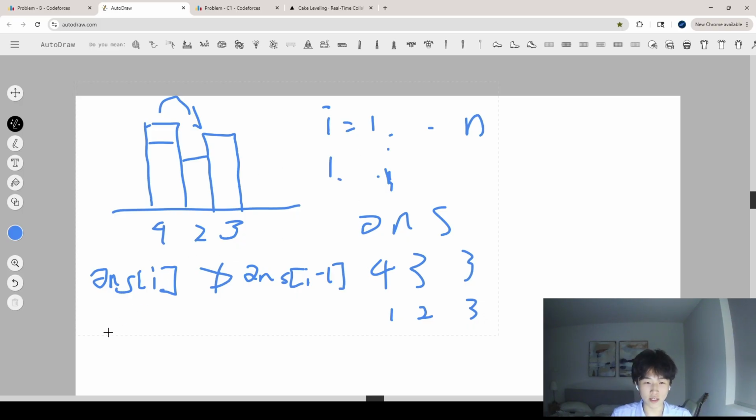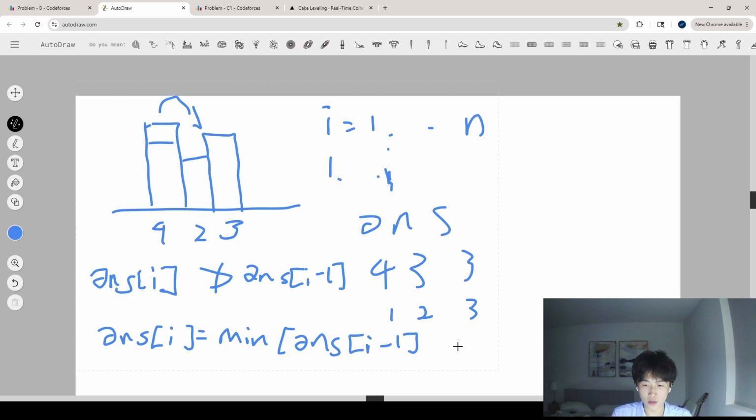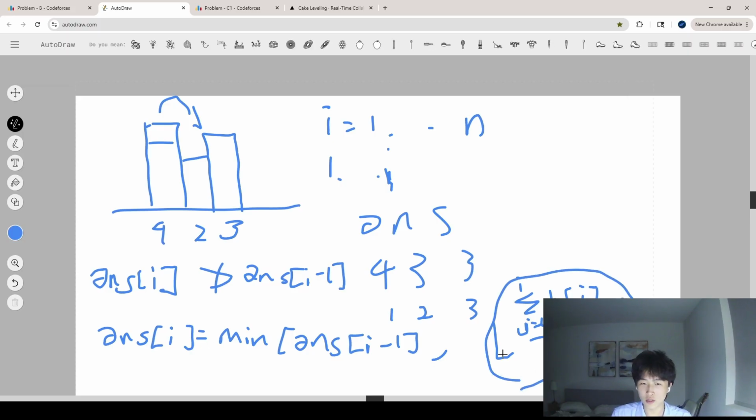And the next thing we realize is that the answer for I is equal to the minimum of the answer of I minus 1 compared to the floor of the sum of height j for j equals 1 to I, all divided by I. This is just the average of all the values from 1 to I, it just looks more complicated, but just know that this is the floor of the average of all the values from 1 to I. And as we established, the answer for I can never be greater than the answer of I minus 1, so therefore we have a minimum here.